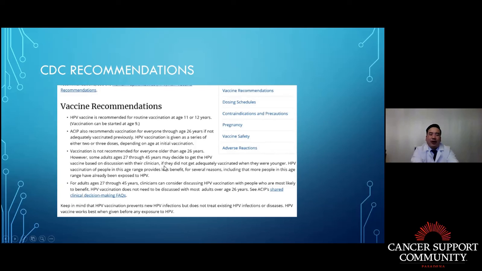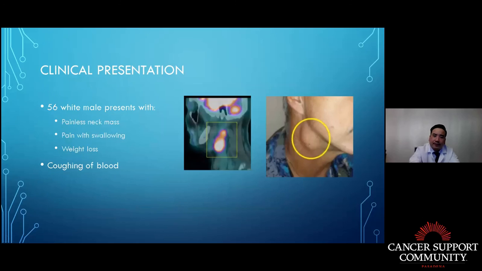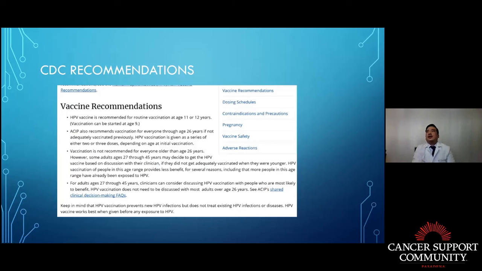Now, there's kind of a gray area. They say some adults, 27 to 35, may decide to get the HPV vaccine based off discussions. But they say HPV vaccination in this age range may provide less benefit for several reasons. More people in this age range probably have already been exposed to HPV. Which is kind of interesting, because there's lots of data that suggests cancers like anal cancer, when they spread out and become aggressive, patients who actually had the vaccine before do not have as aggressive a course of cancer. So I still think there may be some protective effect, even if they're not in that young, less than 27-year-old age.